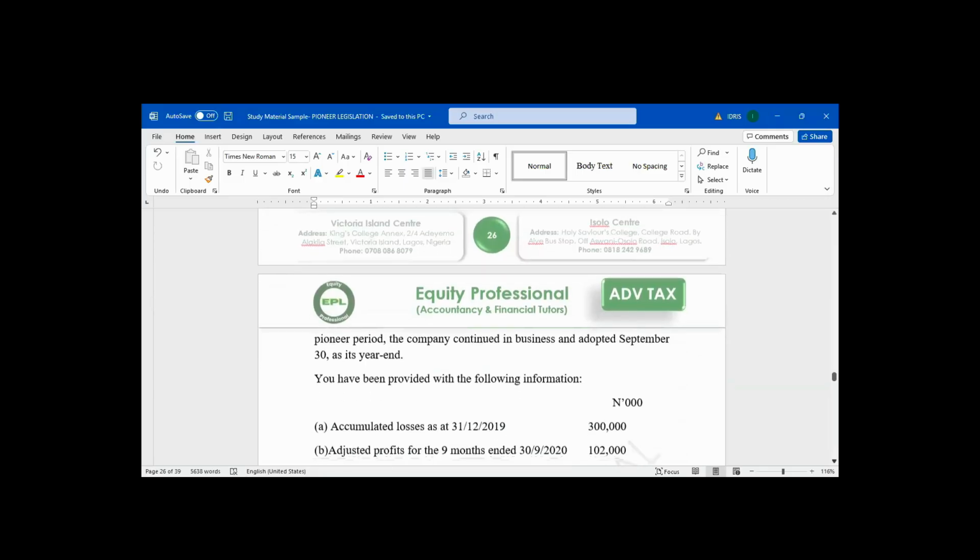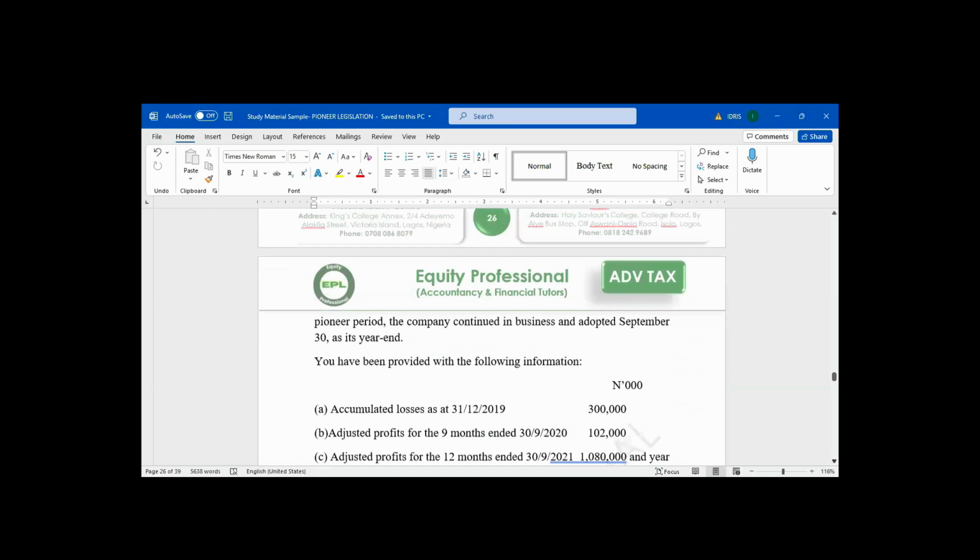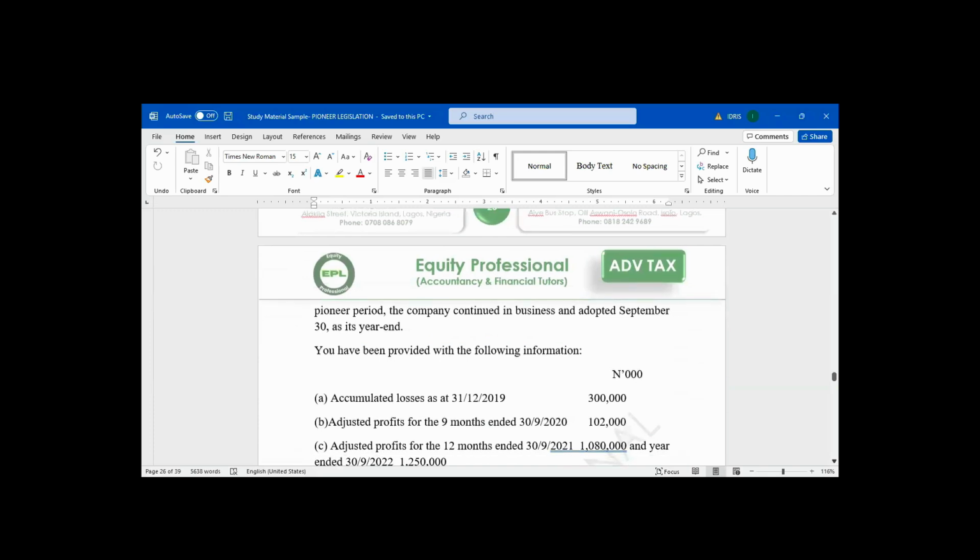At the end of the day, ladies and gentlemen, during the pioneer period, what is the profit of the pioneer period? The profit made during the pioneer period. So they have accumulated loss of 300,000, sir. In those 3 years of pioneer period, they made a loss of how much? 300,000 naira, which is almost 3 million. They are in thousands, abi? Yes, 300 million.